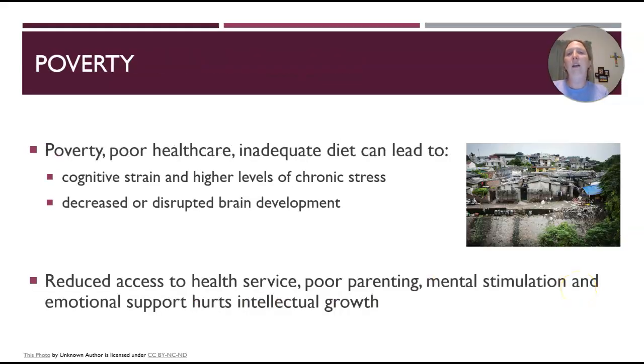We also know that living in poverty leads to poor access to healthcare and often inadequate diet. These things can lead to cognitive strain and higher levels of chronic stress. Cognitive strain means you're constantly worried, planning, focusing on something. And in the case of poverty, you're probably worried about how am I going to feed my family? How am I going to pay my bills? And you're not necessarily finding ways to simply enrich your brain for the sake of intellectual challenges. And this cognitive strain and higher levels of chronic stress can lead to decreased or disrupted brain development. In sum, reduced access to health services, poor parenting, weak mental stimulation, and emotional support, add the word weak there, hurts intellectual growth overall. Like I said, for the most part, if you really thought about it, these things I'm telling you would probably come as no surprise.